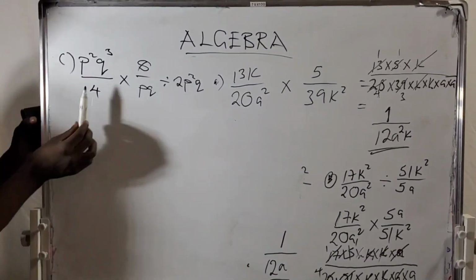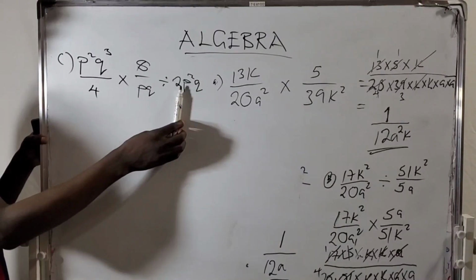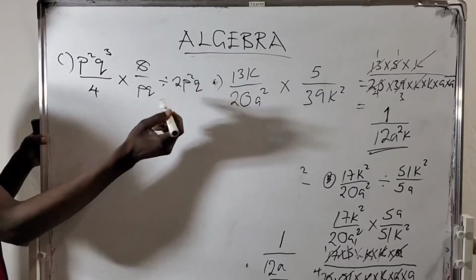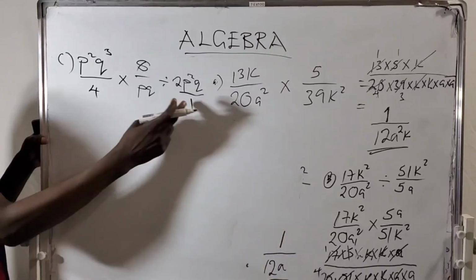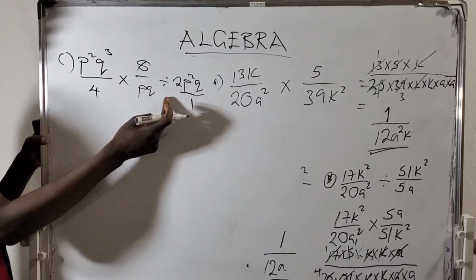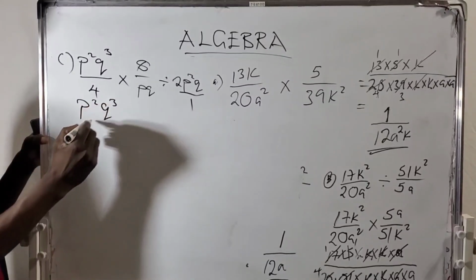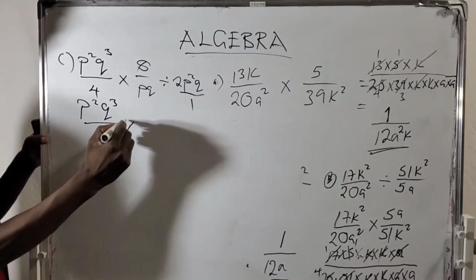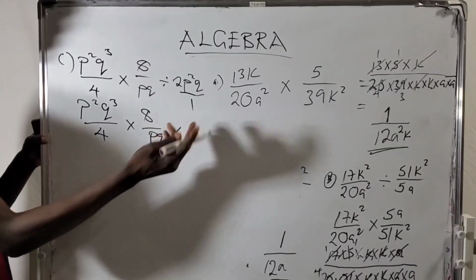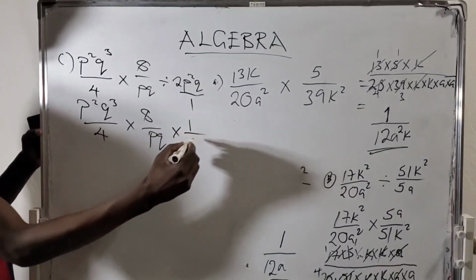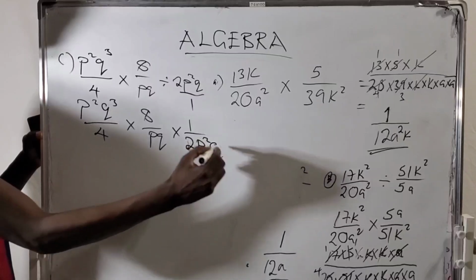So listen, here there's a multiplication, so we're going to maintain the first two. Then here there's a division. And you remember, this number can be written as over what? 1. Over 1. Okay? So we reciprocate here to introduce a multiplication sign. So we're going to maintain here p squared q cubed divided by 4, multiplied by 8 over pq, multiplied by 1 over 2p squared q.